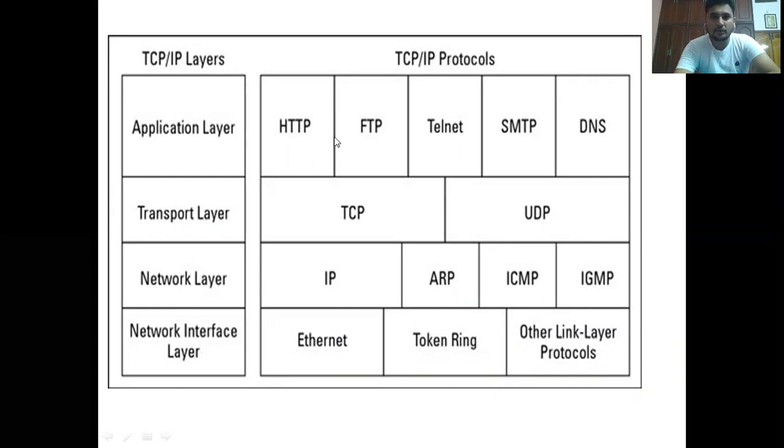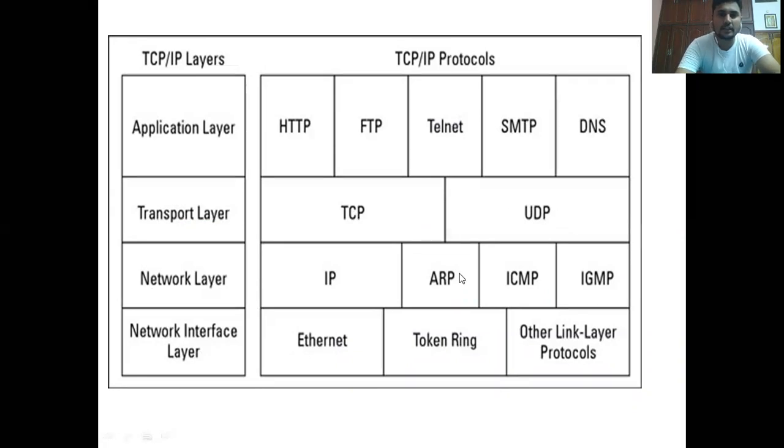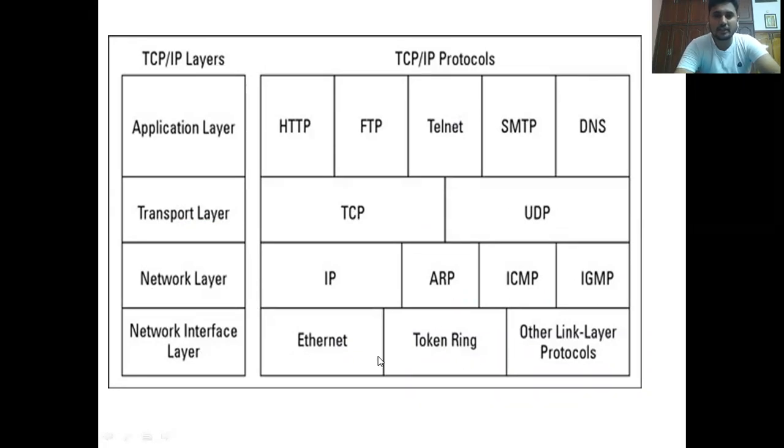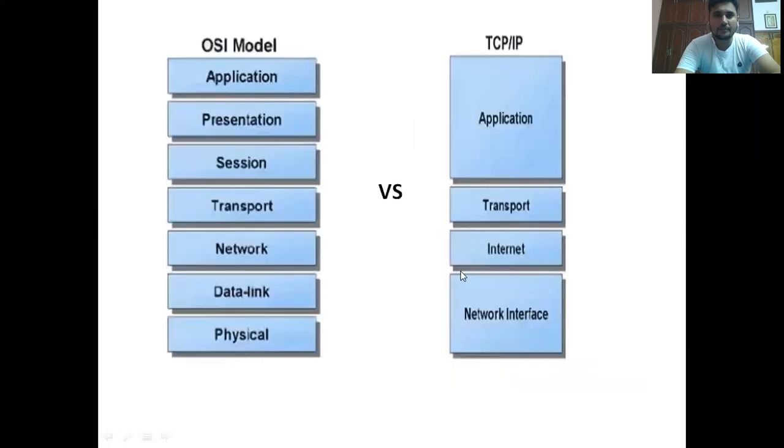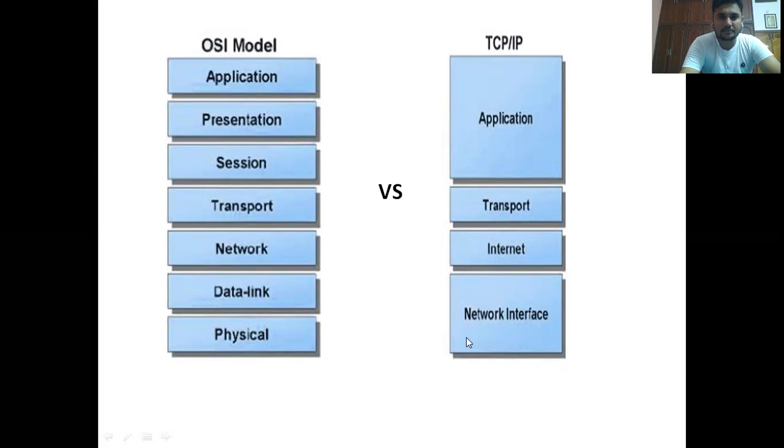These are the protocols related to the application layer, and these are the protocols related to the transport layer: TCP and UDP. For wired communication we use the TCP protocol, and for wireless communication we use the UDP protocol. These are the network layer protocols and these are the physical layer protocols. This is the difference between OSI and TCP/IP, which is very important. Here, the physical and data link layers are combined into the network interface layer.